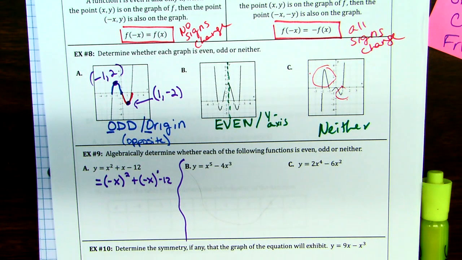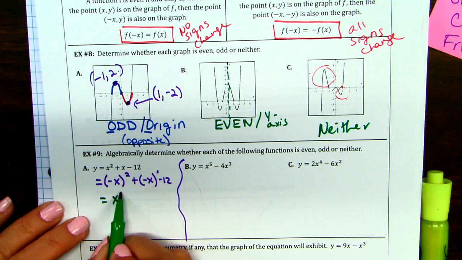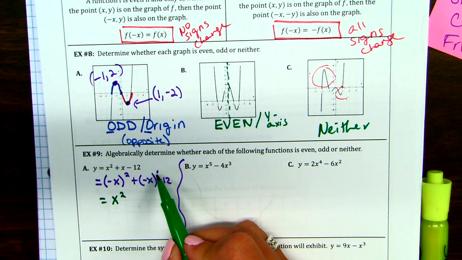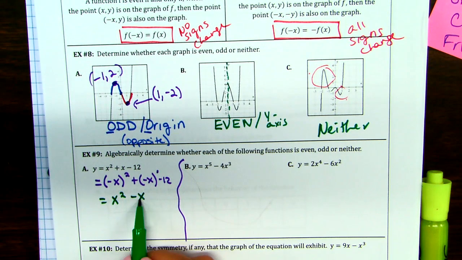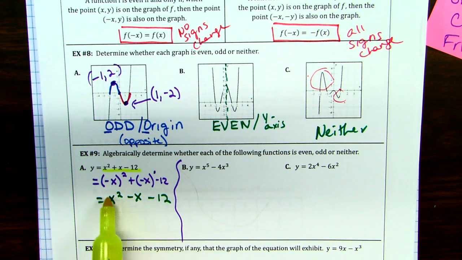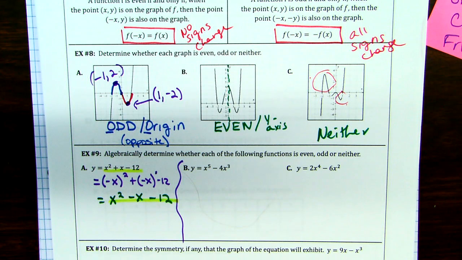Negative x squared, that's going to resolve itself down to positive. And then negative x, the first power is negative, and then minus 12. So what you do is you look at your original function and the one we just simplified, and you look at the signs. What you're looking for is, did all signs stay the same? Did all signs change, or neither of those situations?